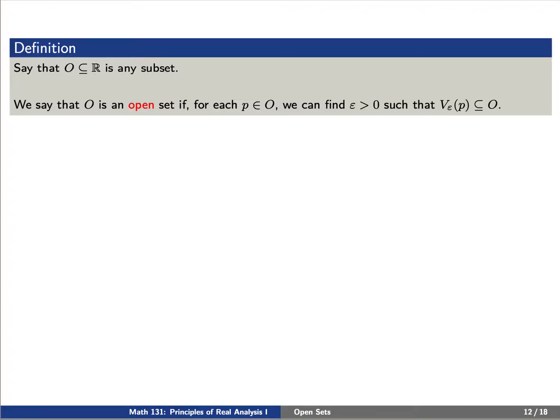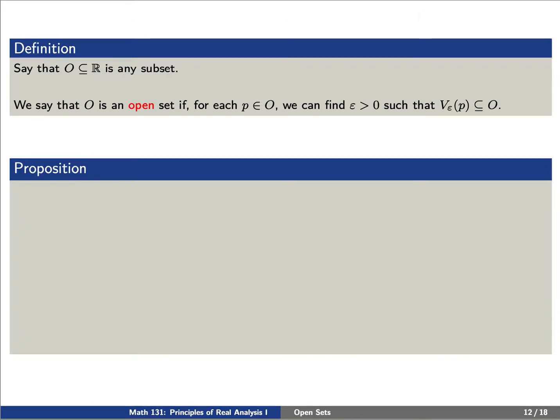Using this, let's make a general definition. Let's say that O is any subset of the real numbers. We'll say that O is an open set if, for each point p in O, we can find a positive epsilon such that V sub epsilon of p is completely contained inside of our set O.